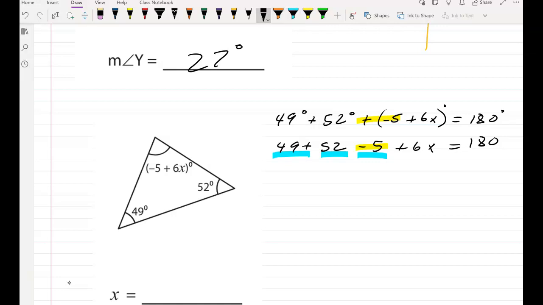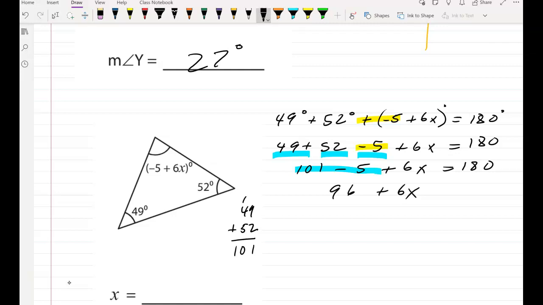Now I'm going to combine all my like terms, 49, 52, and negative 5. So let's see here. 49 and 52. 9 plus 2 is 11. 9, 10, so that's 101. Minus 5 plus 6x equals 180. Now we do 101 minus 5 is 96 plus 6x equals 180.